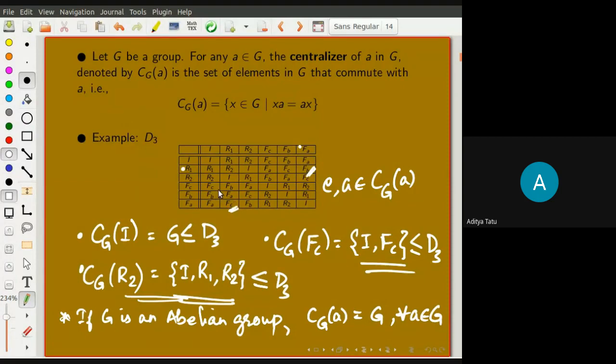Then, how about R2? So only identity will be in the center. Identity. Do all of you see that? I mean, for example, let's look at one of these flips. Why would FC not be a member of the center?